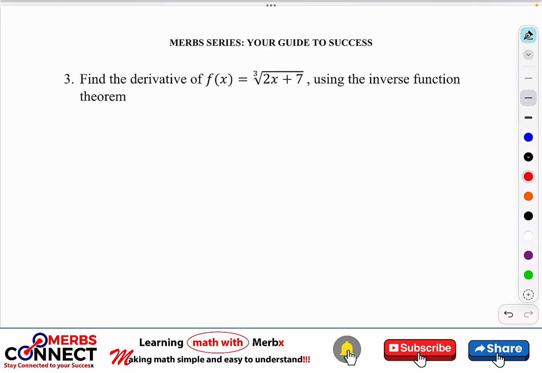Okay, let's take question 3. Interesting, with y to the power, this is x cubic root. So let's go through the process. I love writing down my formula first so that I know exactly what I'm looking for. So g inverse prime of g of x.